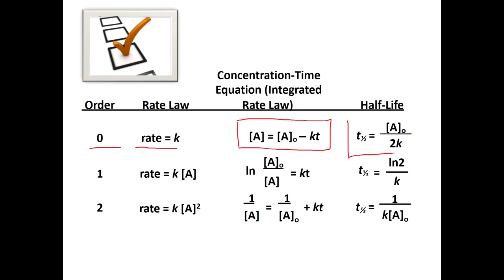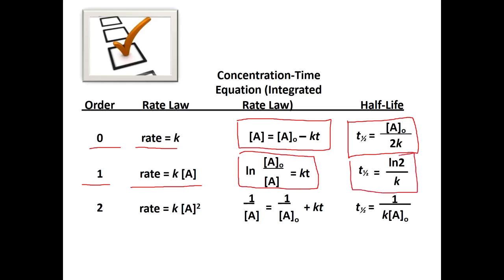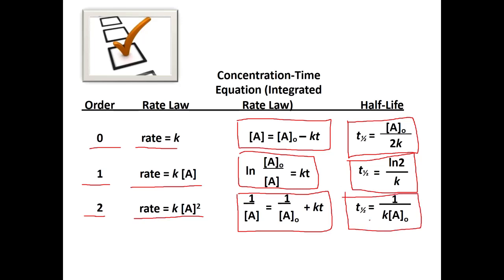and the half-life t half is equal to A naught over 2k. For first order, the rate is k multiplied with concentration A. The rate law you can use this equation, and t half is ln 2 over k. For order 2, the rate is k multiplied by A to the power of 2. The rate law, you can use this equation, and the half-life t half is equal to 1 over k multiplied by concentration A naught.